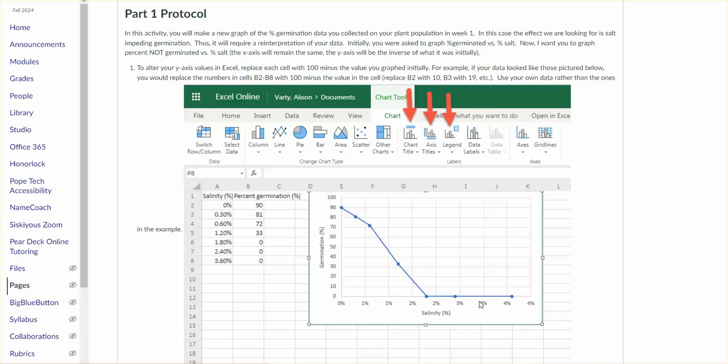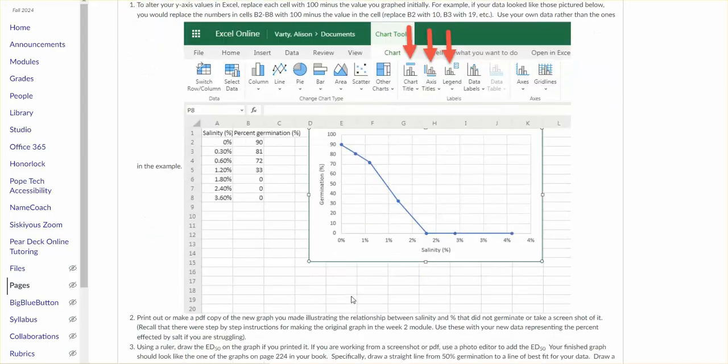So we want to know at each of these concentrations how many seeds did not germinate, since that's the effect we thought adding salt would have on the plants. So it's actually going to be the inverse of this graph that you're creating, an inverse of the seed germination graph that you turned in week 2. So to do that, you'll just subtract all these numbers from 100 and graph that.